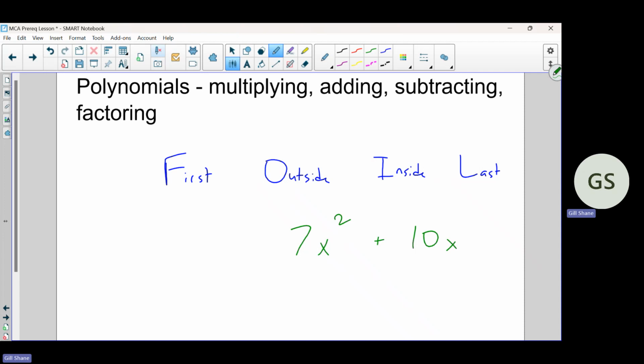So let me make sure it qualifies. So that is a binomial. It has a degree of what? What's the degree on that binomial? 2. That's the highest exponent, 2. Right? So now let's try to come up with a trinomial.